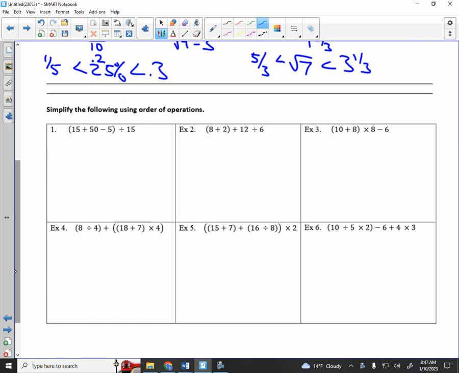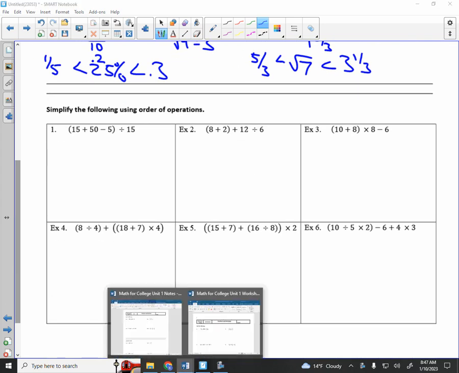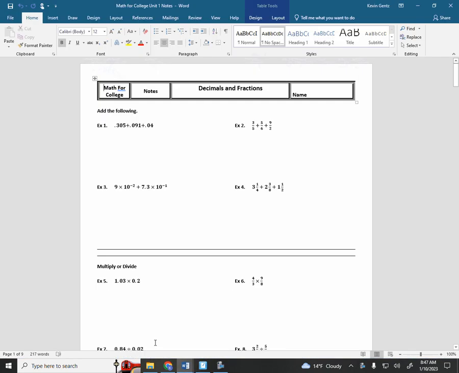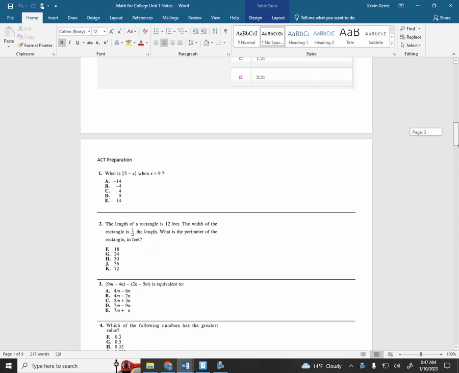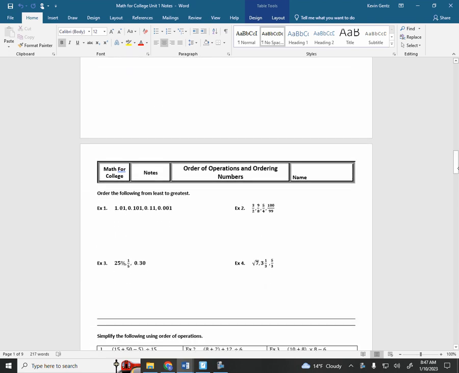All right, I want you to turn to your homework quick. Your homework you should see should look like this. We did decimals and fractions the other day. I want you to take about 5 minutes. Whoop, this is the notes.